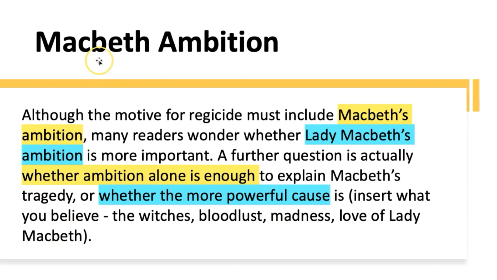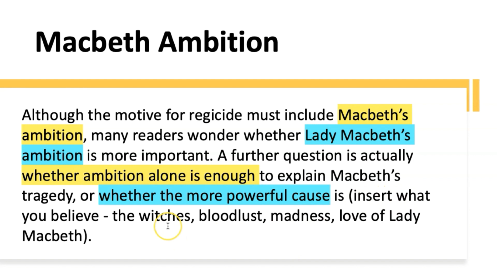So here is a thesis on ambition in Macbeth, and it's about the character Macbeth. Although the motive for regicide must include Macbeth's ambition, many readers wonder whether Lady Macbeth's ambition is more important. A further question is actually whether ambition alone is enough to explain Macbeth's tragedy, or whether the more powerful cause is, and then you insert whatever you think.